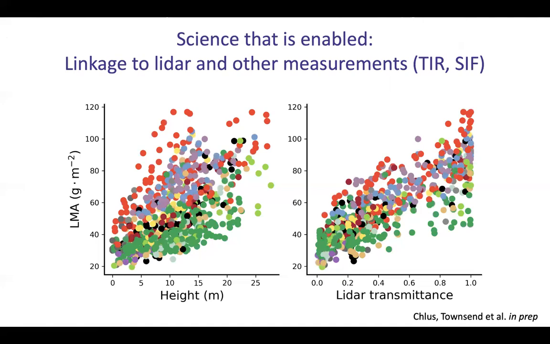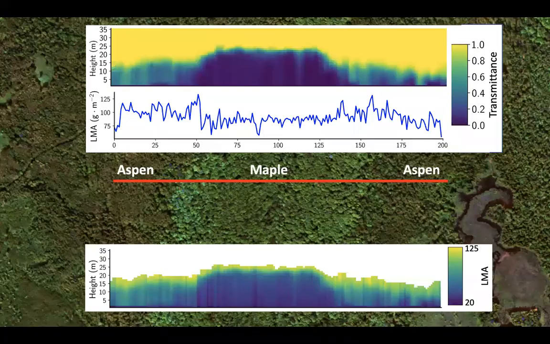And then if we convert LiDAR to LiDAR transmittance, so the percent of the LiDAR signal that gets through the canopy at a certain height, you see that there's actually a really strong and consistent relationship among species. And Adam has used that as a basis then to actually measure LMA with height.